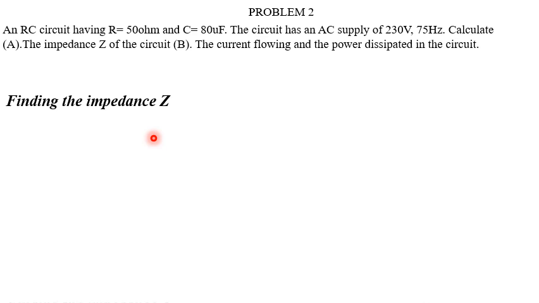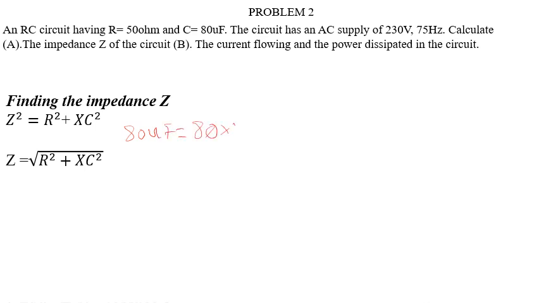Calculating impedance, we see that this is an RC circuit, so impedance Z squared is equal to R squared plus XC squared. Using this formula, we just change the value of R and C. And we know that the 80 microfarad here can also be equal to 80 times 10 raised to the power minus 6. Micro is 10 raised to the power minus 6. So we simply do that.